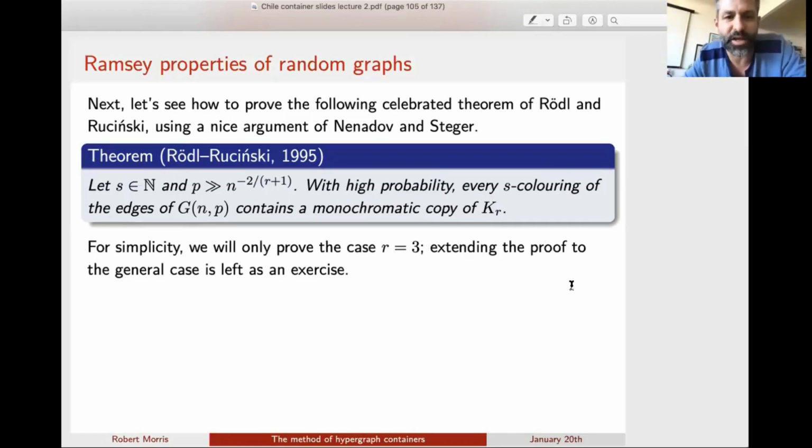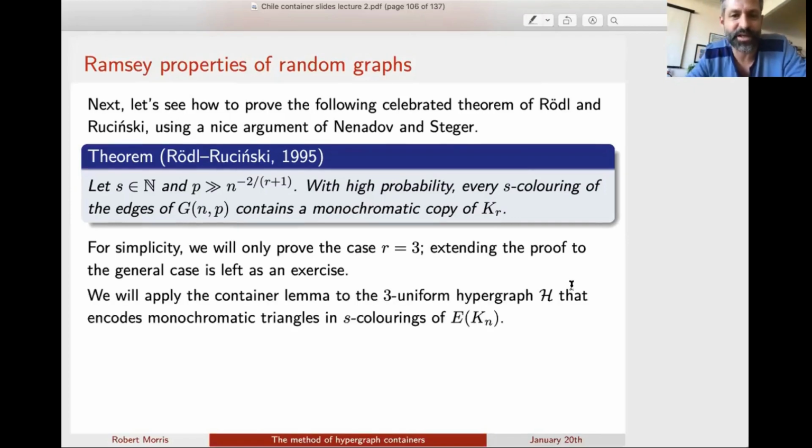Since I don't really want to think about the conditions for the hypergraph container lemma for k-uniform hypergraphs, let's just think about the case r equals 3. The proof is essentially identical, just there's a tiny extra calculation you have to do. So all the ideas are already in the case of the triangle.